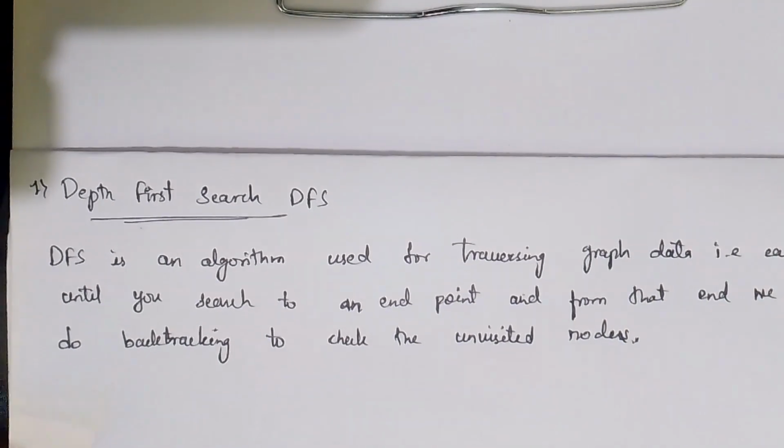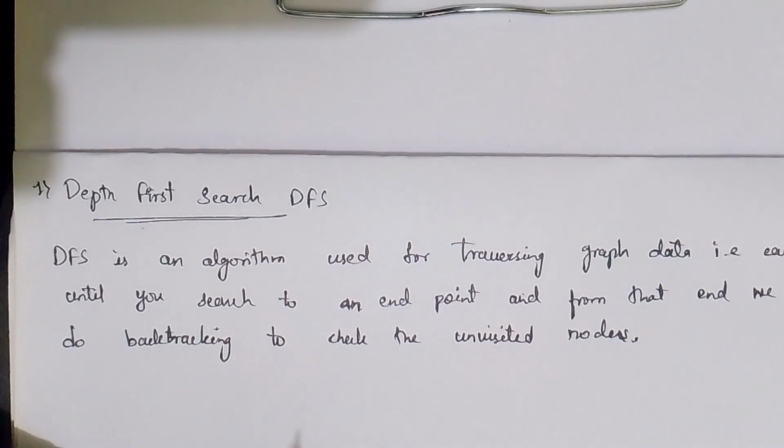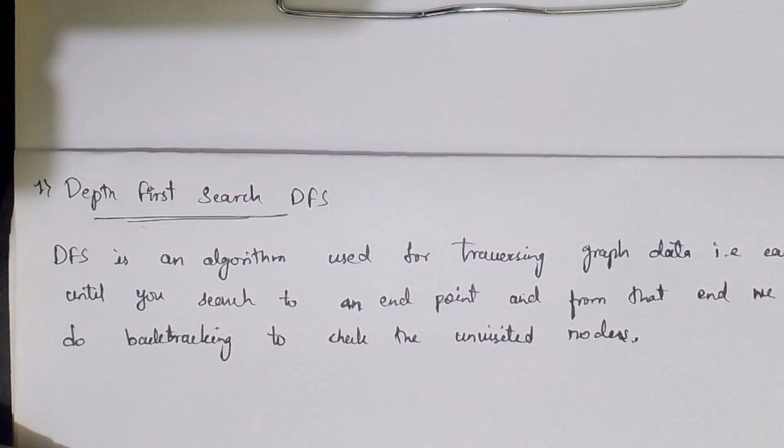In this DFS algorithm, we need to traverse from the root node to the end. That is, we have to traverse to the depth of the tree until we reach an end point. After reaching an end point, we need to do backtracking to check if there are any unvisited nodes or not. If there are unvisited nodes, then we have to do DFS again. Okay, let's take an example to understand this.